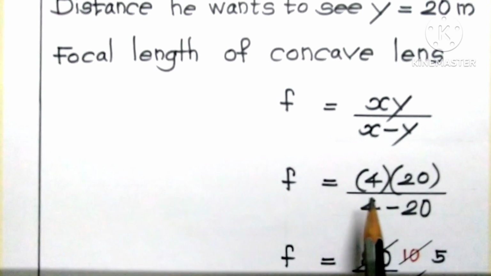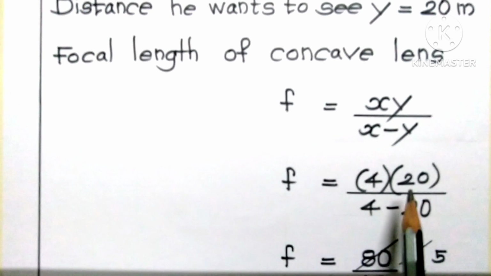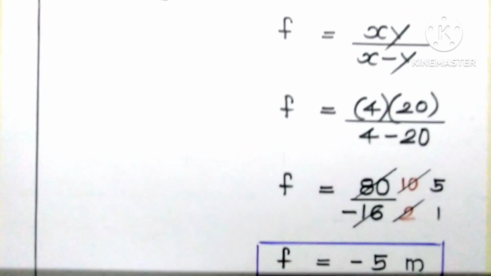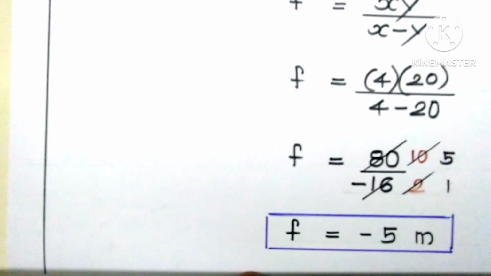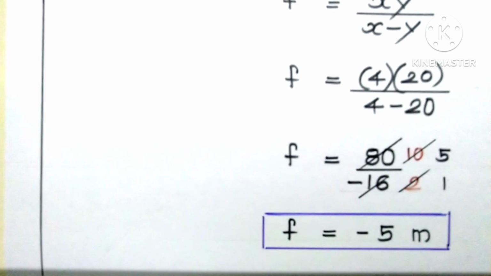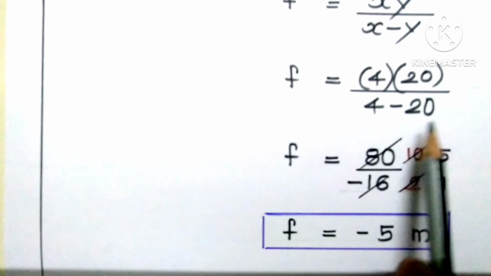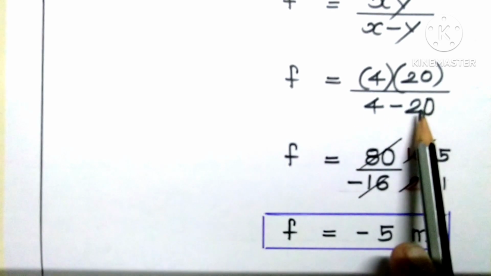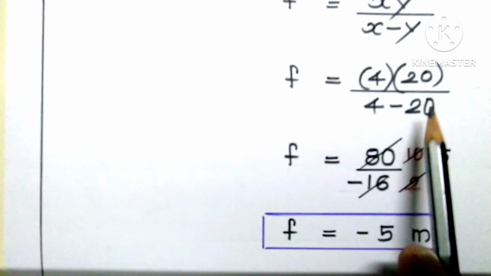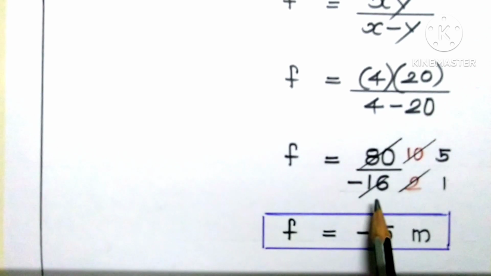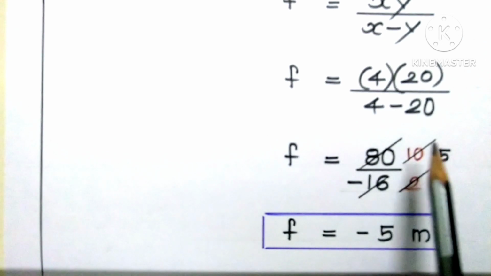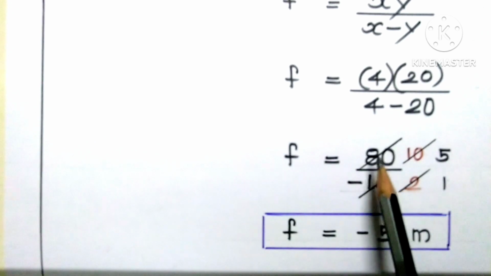In the next step, let us substitute the values. So f is equal to 4 into 20 divided by 4 minus 20. When we multiply 4 and 20, we get 80. Here, minus 20 plus 4. The signs are different, so subtraction. The larger number is 20, so let us subtract 4 from 20. We'll get 16. But we need to put the sign of the larger one, so minus 16.